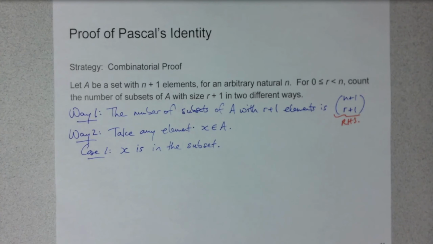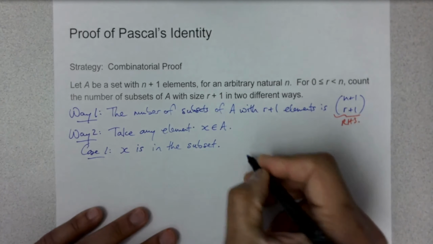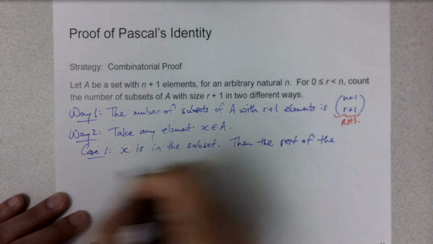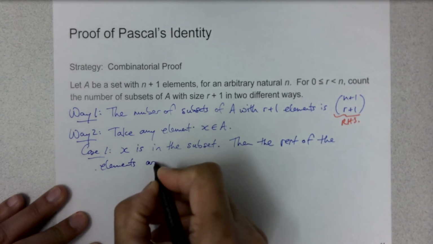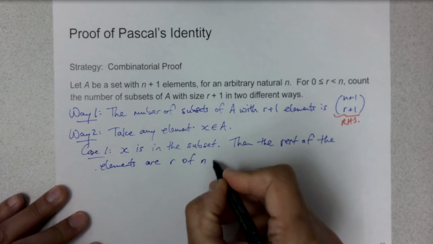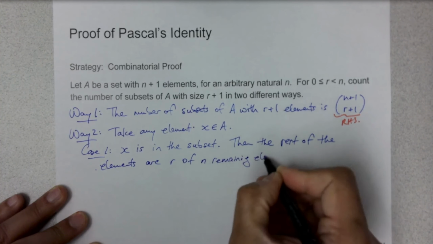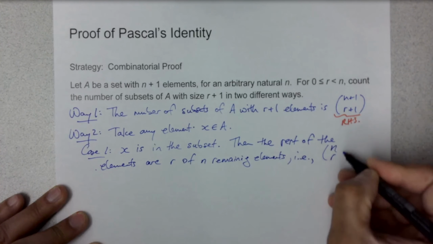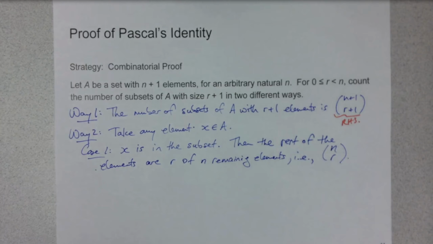Now, how many different subsets are there where x is included? Well, we need r more elements to make up the difference, right? Because x is already in there, so it's one of the elements, we need r more out of the remaining n. So the rest of the elements are going to be r of the n remaining elements. So there will be n choose r such subsets.